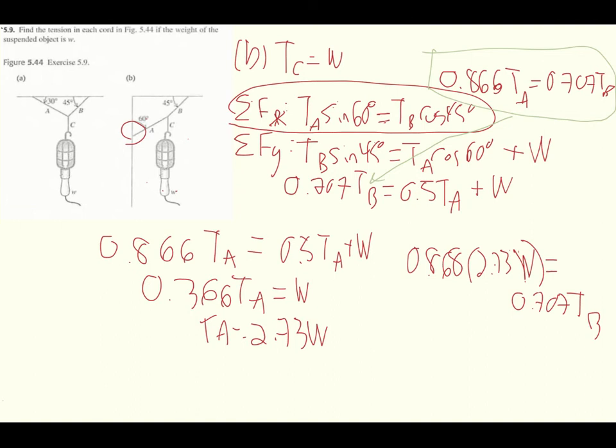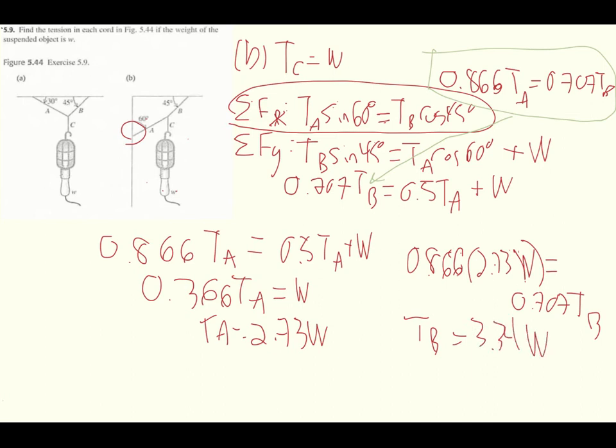Okay, so I'm going to multiply those together. 0.707. I got 3.34. Oh, I found another dumb mistake. This one here should be a 6, not an 8. Okay. And I got 3.34. So I got TB equals 3.34 weight. Good.